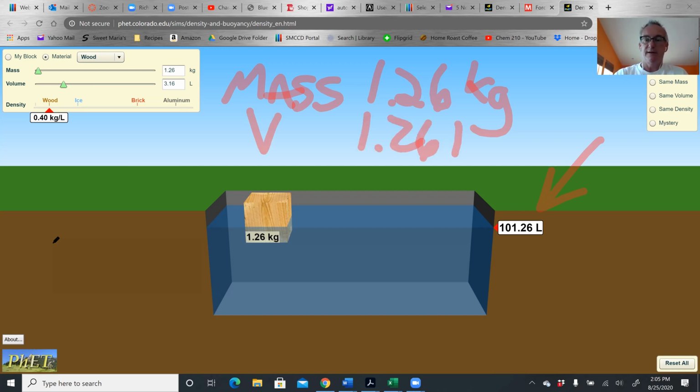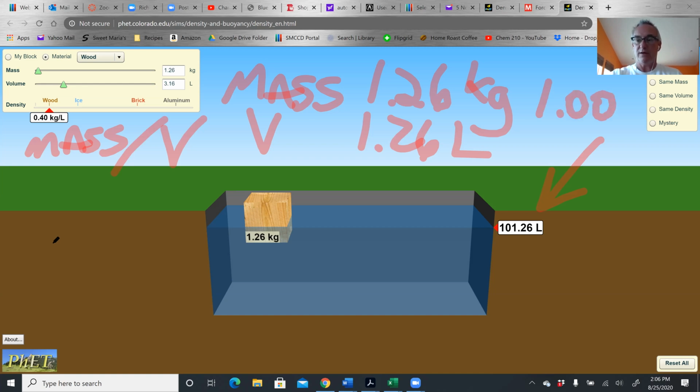And so we know that density is mass divided by volume. And so you can give it in grams per milliliter, or kilograms per liter. The number is the same. The units are slightly different, but the number will be the same. So if I give it in kilograms per liter, it would be 1.00 kilograms per liter. Is that the actual density?